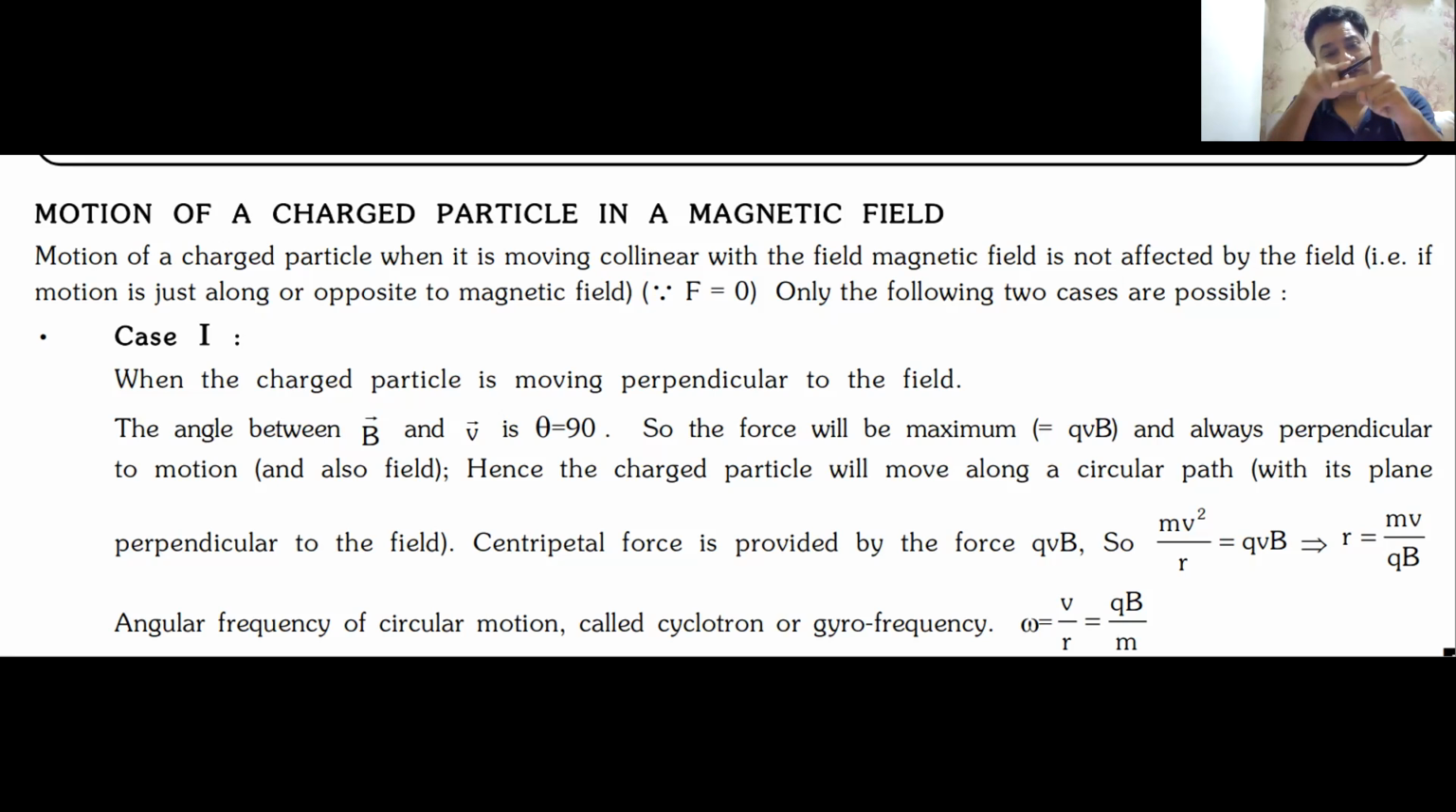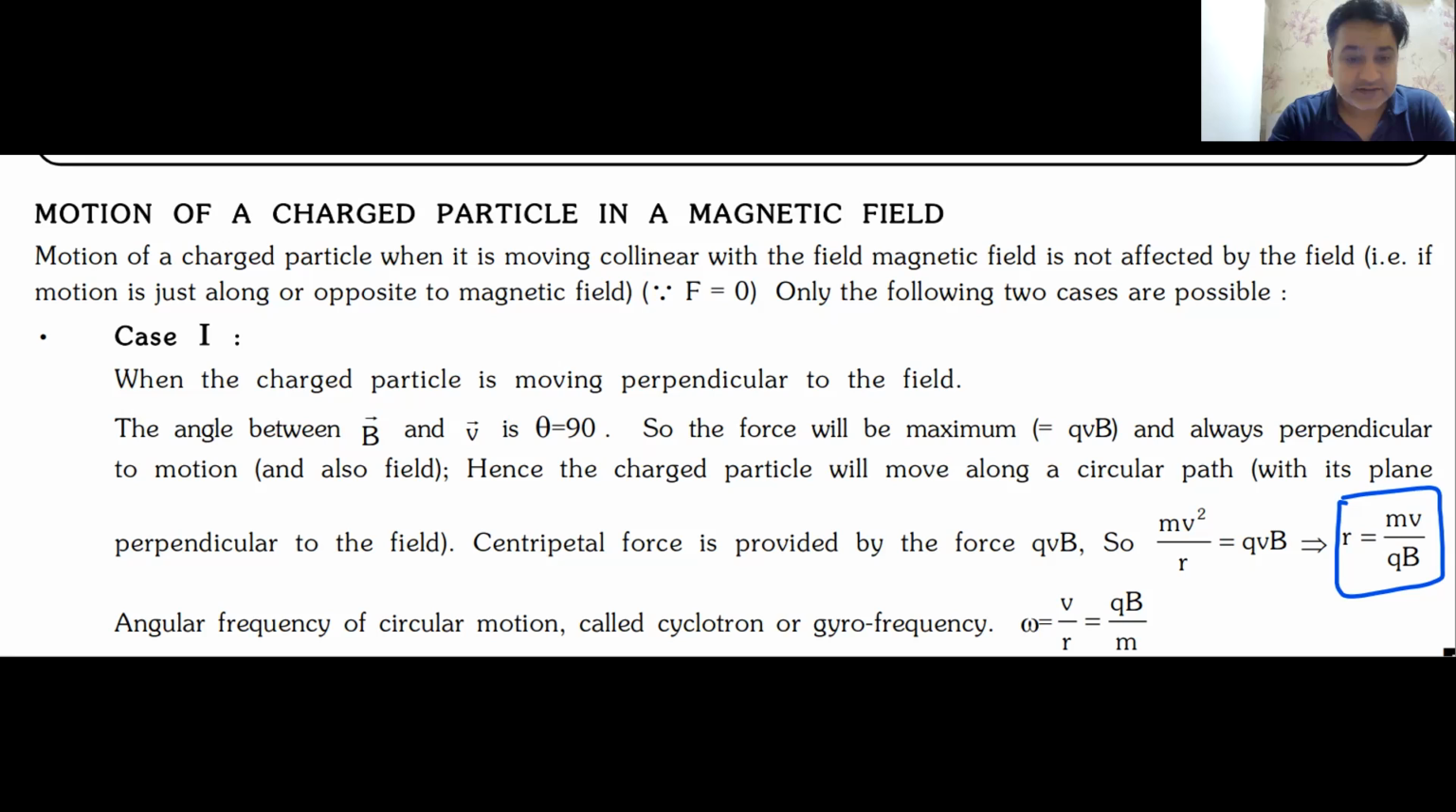The second case is where the angle between V and B is 90 degrees. In that case, the speed in any case will remain constant. If the particle is put in a magnetic field, it will always move in uniform circular motion. The radius of that uniform circular motion is mv by qB. You must be knowing this. It is given here as well. Yes or no? It will rotate with a constant angular velocity omega and a constant frequency. That frequency is also known as the cyclotron frequency. You must have heard about it. Yes or no?